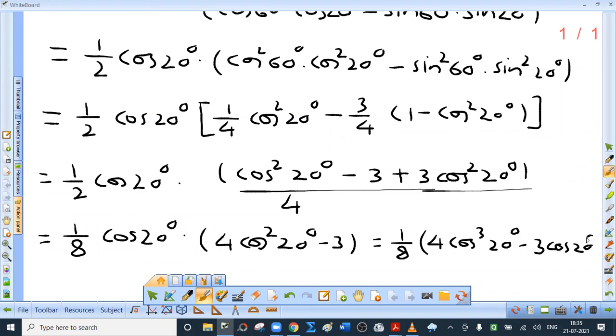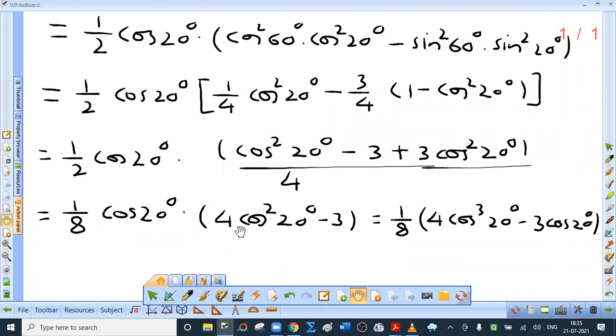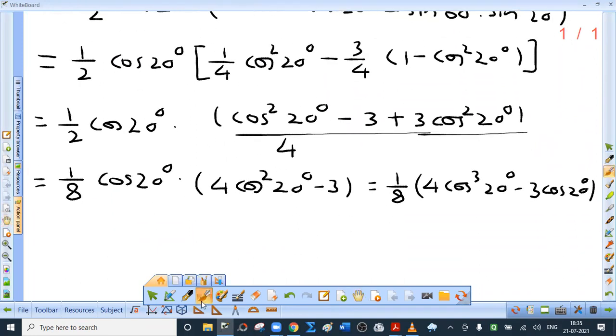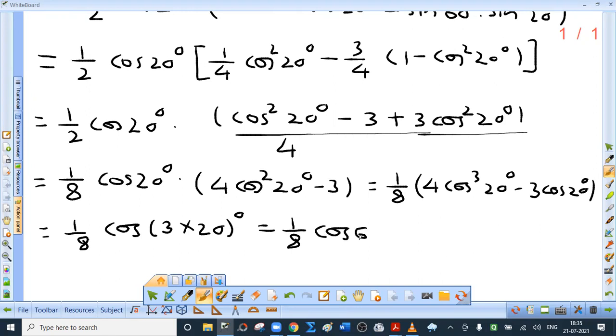Note that this is the formula for cos 3 theta. Instead of 20, if you read theta, then it is what? 1 upon 8 into 4 cos cube theta minus 3 cos theta. So it is nothing but cos of 3 times theta, that is 3 times 20 degree, that is cos 60 degree. What is cos 60 degree? It is nothing but half. So 1 upon 8 into half, that is 1 upon 16, which is nothing but the right hand side. Write down.